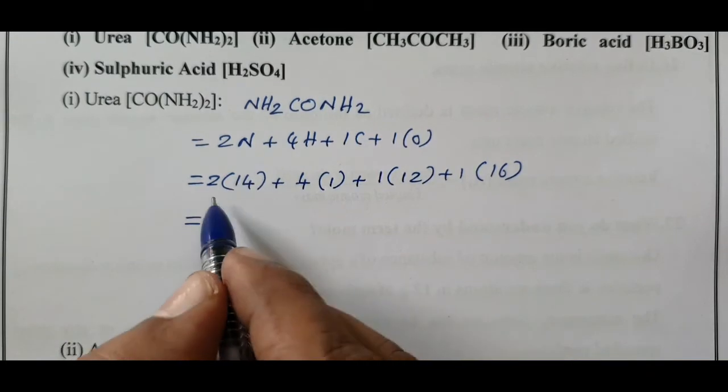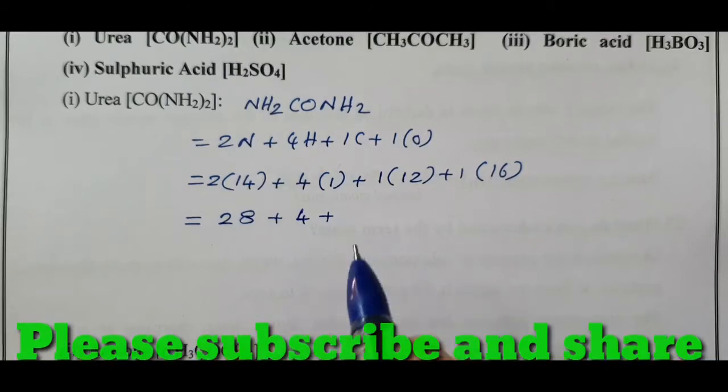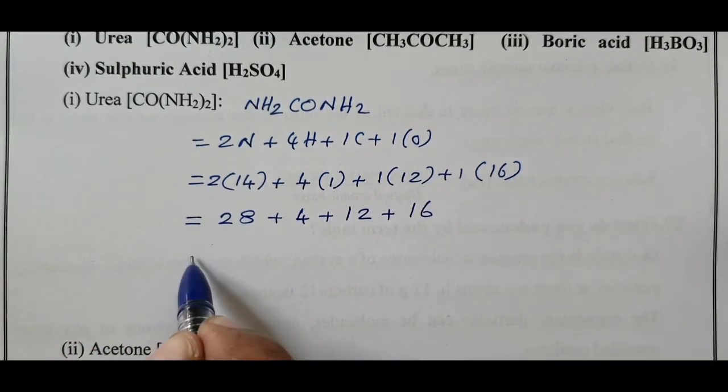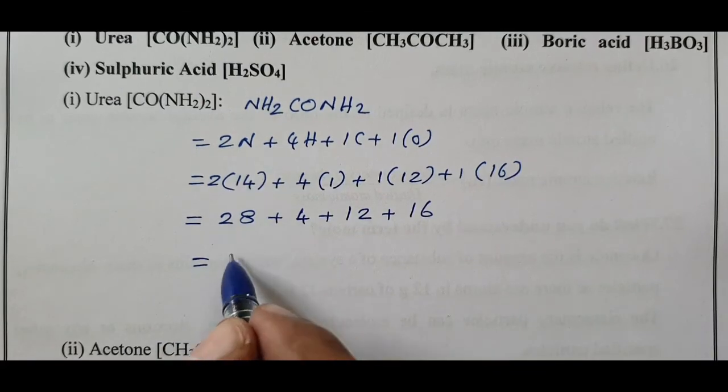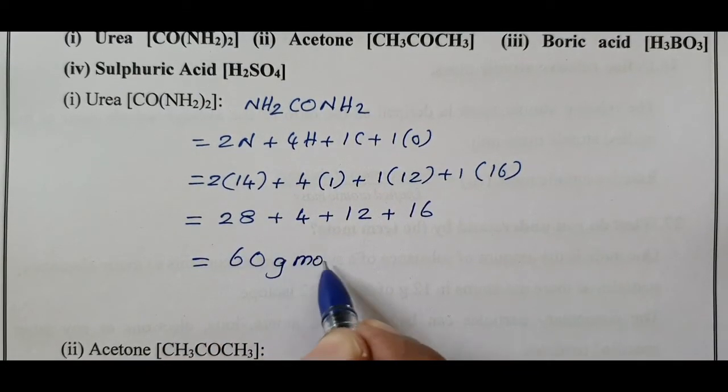That is equal to 2 into 14 is 28, plus 4 into 1 equal to 4, 1 into 12 equal to 12, plus 1 into 16 equal to 16. The sum of all these values gives 60. Molar mass is expressed in gram per mole, g mol^-1.